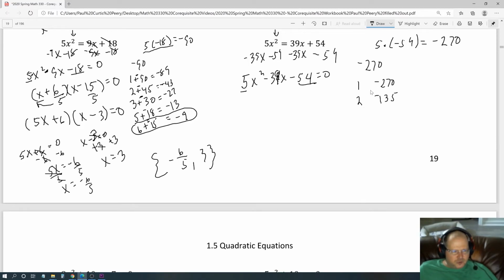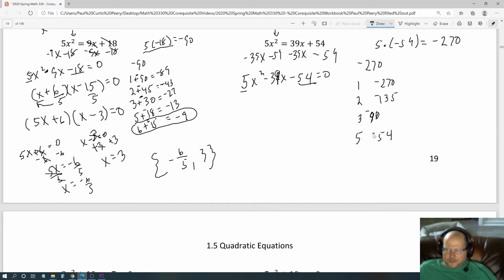You know the first few are not going to work out. There's no way a combination of 1 and 270 or 2 and 135 is going to give you a 39. That's just not going to happen. So by all means, if you know they're not going to work, skip it. It's fine. You can kind of skip around. I'll show you a shortcut in a little bit, but it's not a very good shortcut.